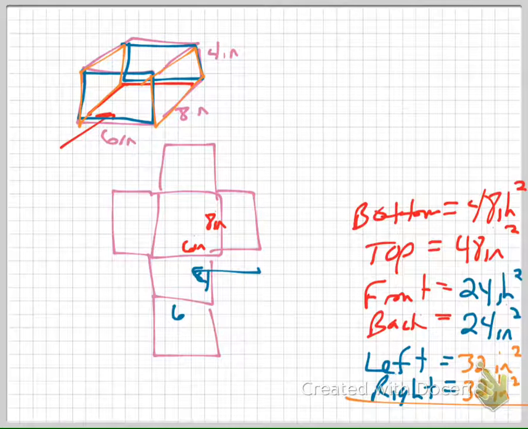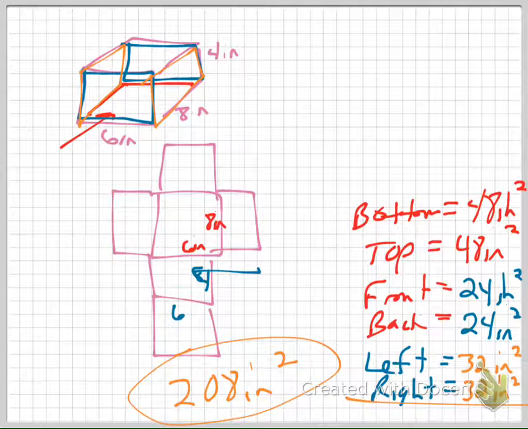What does it come out to? Is that true? 208 square inches. And what are we talking about here? That would be, what is 208? We're calling it the surface area. The area of the surface of the object. Does that make sense? Okay.